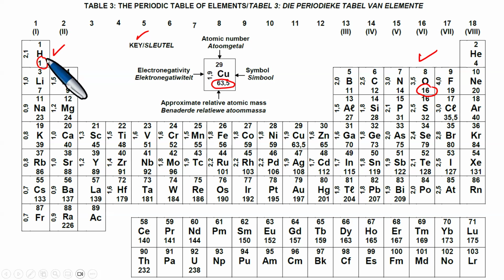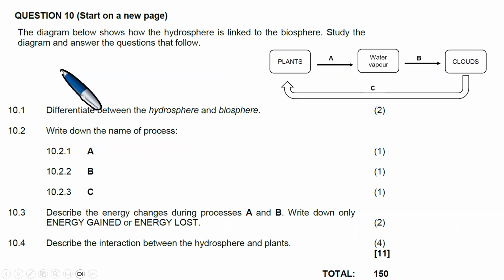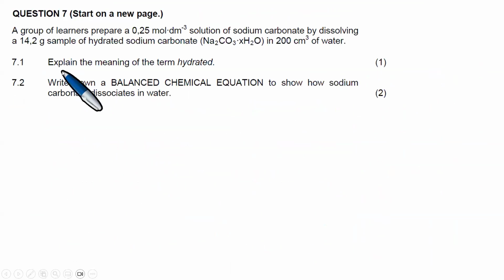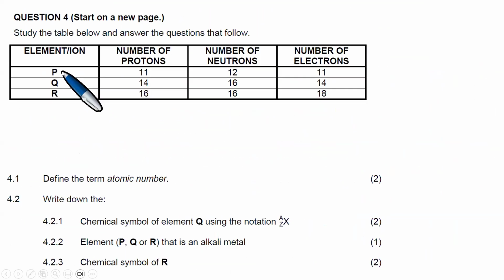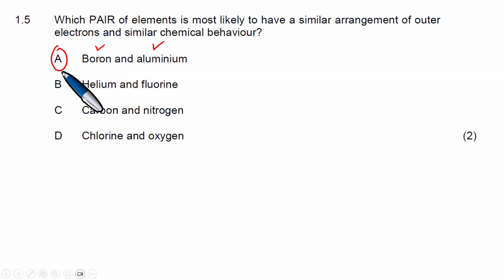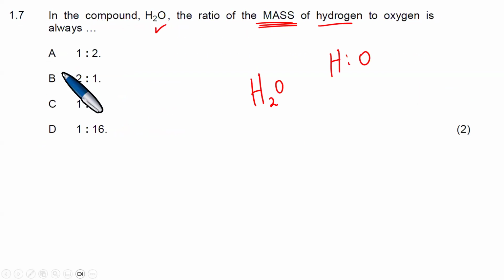So what then do we do at this point? We saw 1 and 16. Let's use that here to answer this question. So at this point, we are looking at 1.7, and we are saying, if you're looking at the ratio of the mass of hydrogen to oxygen, which one therefore?